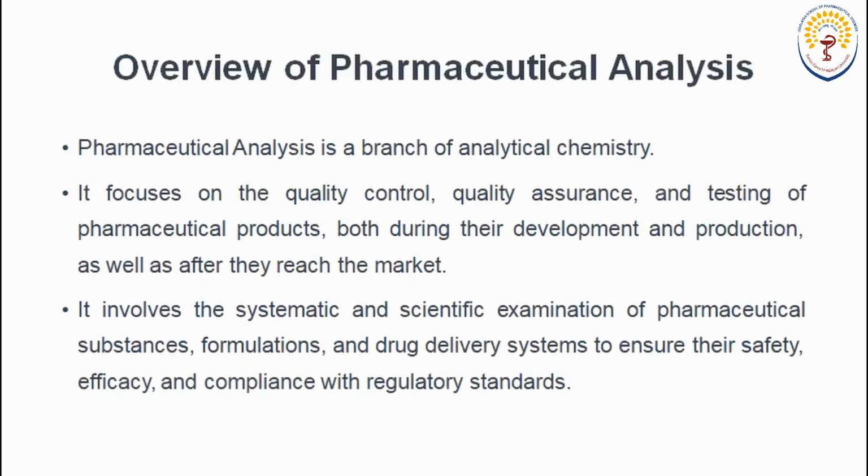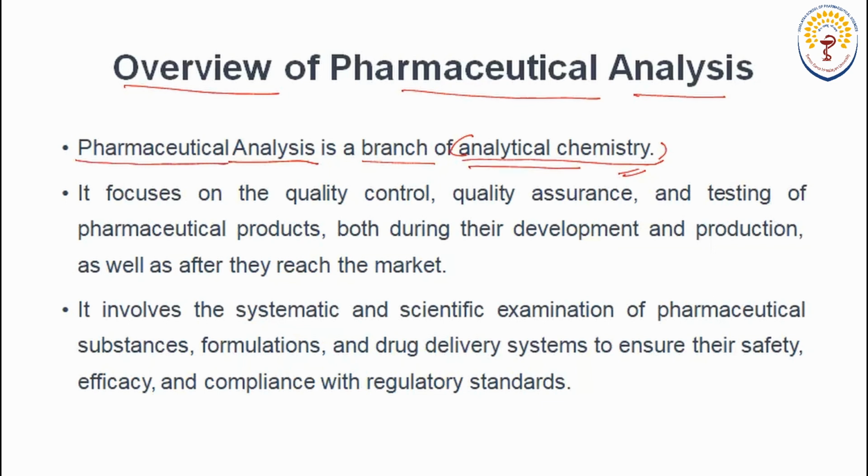So first, we should have an overview of pharmaceutical analysis. We must know what pharmaceutical analysis is and what its definition is. Pharmaceutical analysis is a branch of analytical chemistry, and you know that in analytical chemistry we perform different analytical methods. It is a branch of chemistry in which we use chemical reactions and perform different analytical methods. So pharmaceutical analysis is also a kind of analytical chemistry.